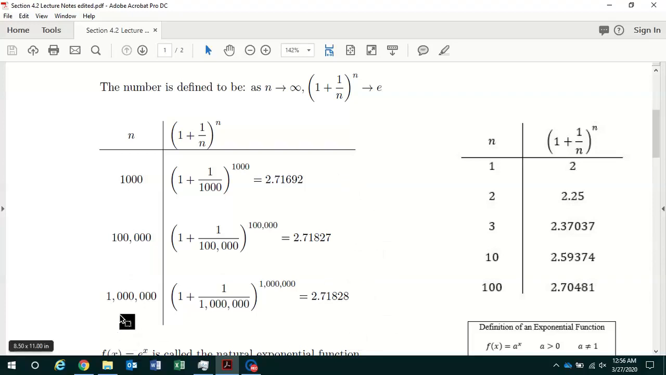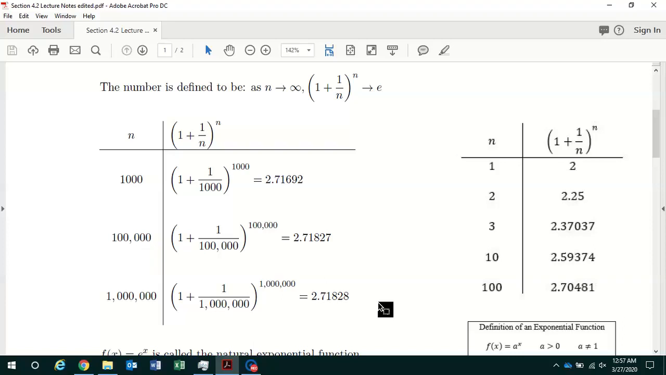And then we go out to the 1,000,000th number in the sequence, right? We put 1,000,000 in for n up here, and we find that the 1,000,000th number in the sequence is 2.71828. And you notice that there's essentially almost no difference between these two numbers. So what is happening is the further out we go in the sequence, the closer the number is to a specific number on the real number line.